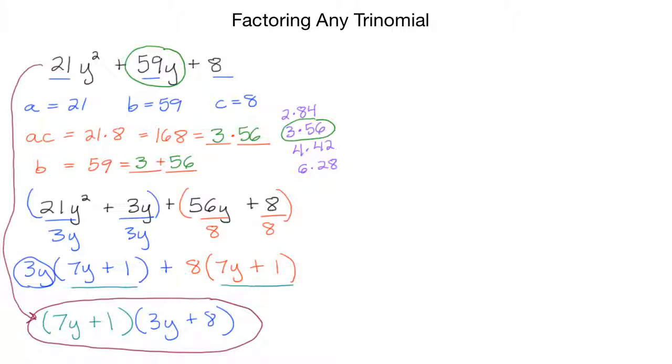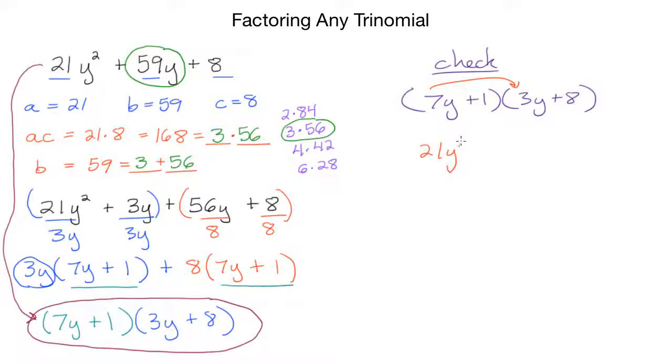But let's go ahead and check it out. Let's see if we did this correctly. So I'm going to rewrite it out here. This is going to be my check side over here. I'm going to do 7y plus 1 multiplied by 3y plus 8. You've got 7y times 3y, that's going to be 21y squared. Then 7y times 8 is going to be plus 56y. 1 times 3y is going to be plus 3y. And 1 times 8 is plus 8.